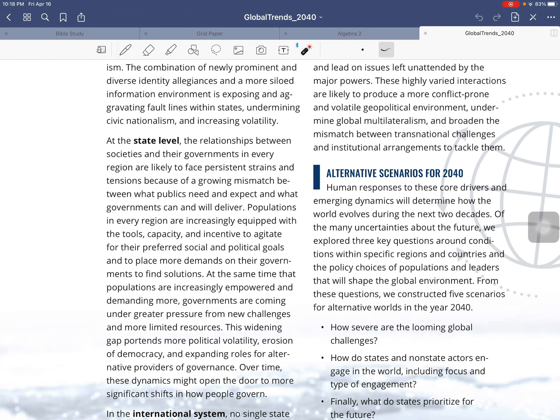At the same time, populations are increasingly empowered and demanding more. Governments are coming under greater pressure from new challenges and more limited resources. This widening gap portends more political volatility, erosion of democracy, and expanding roles for alternative providers of governance. Over time, this dynamic might open the door to a more significant shift in how people govern.